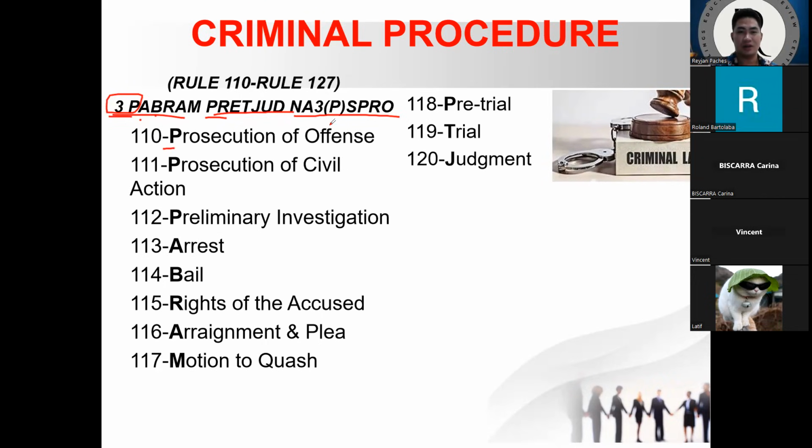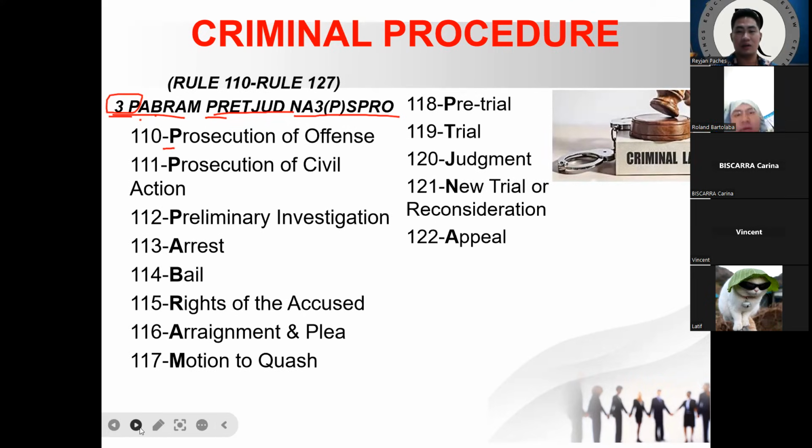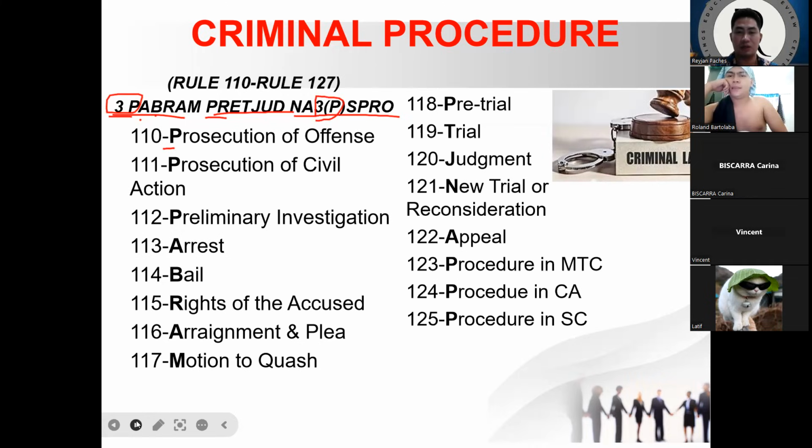Then of course, dito na tayo sa Rule 121. Okay, ano yung tinatawag natin na N? That stands for new trial or reconsideration. Then yung letter A dyan, nakasunod sa N is what we call appeal. Then of course, dito siya, yung may tatlong P dyan, class. Oh, mayroong tatlong P. So ang tatlong P dyan, of course, that is Rule 123. So meaning procedure in MTC, yung Rule 123, yung procedure in CA, yung Rule 124, and procedure 125 naman, yung procedure sa Supreme Court. Yan yung 3P natin.